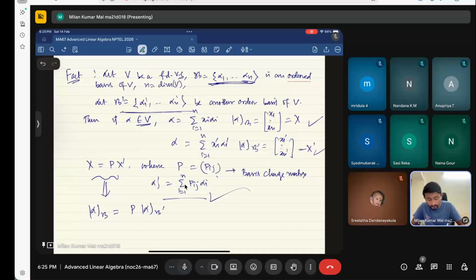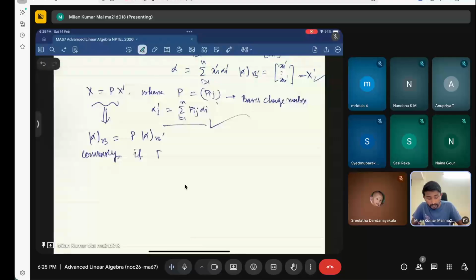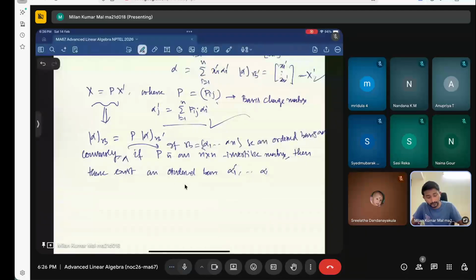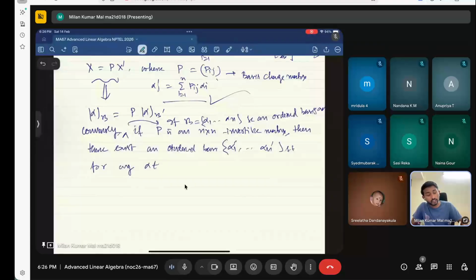So conversely, if P is an n by n invertible matrix, and beta equals alpha 1 to alpha n is an ordered basis, then there exists another ordered basis alpha 1 dash, ..., alpha n dash, such that for any alpha in the vector space V, the coordinate vector of alpha with respect to beta is equal to P into the coordinate vector of alpha with respect to beta dash.